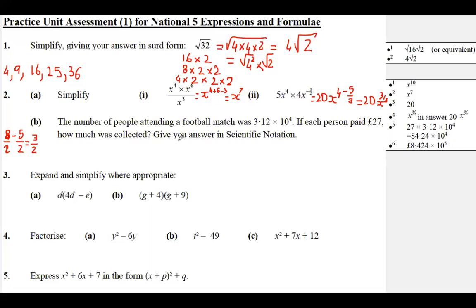So now we've been asked to give an answer in scientific notation. So this is where you're going to use your calculator. So far we didn't need to use our calculator. But remember, this exam is with calculator. You see where it says here 4 minus 5 over 2? You could be using your calculator and do 4 minus 5 divided by 2. And that would be 3 over 2. You can check your answer as well. So this time we've been given 3.12 times 10 to the power 4. So you just type 3.12 times 10 to the power 4.